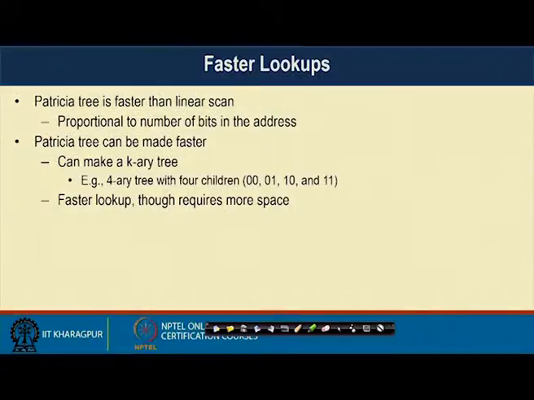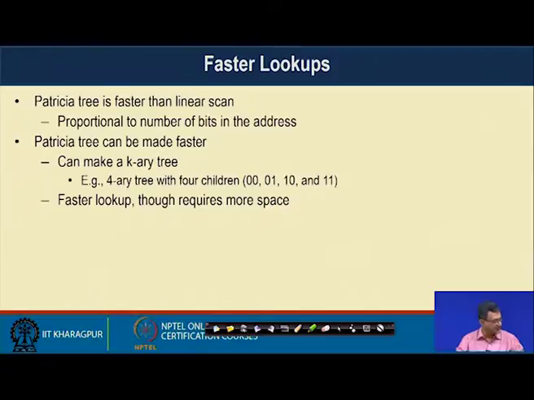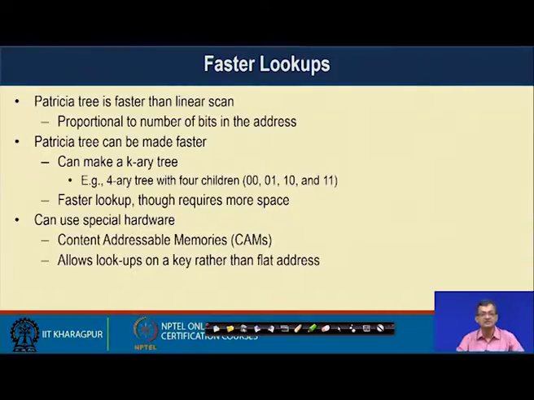We can have a faster lookup by using, instead of a binary tree, a k-ary type of tree. Much faster lookups. And these days there is use of special hardware like content addressable memories, CAMs, which also look up the tree rather than the flat type of addressing. So, there are efficient technologies, but the basic philosophy is that it needs to search the longest prefix match, right, where the packet needs to be forwarded.